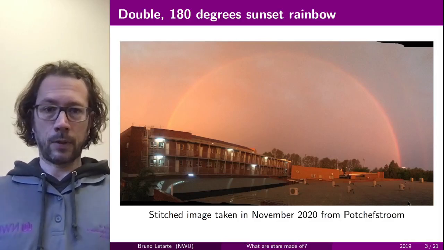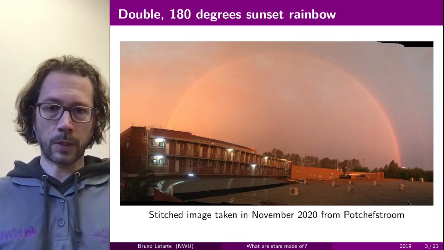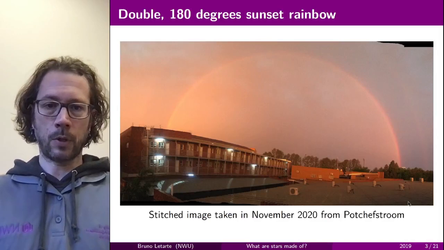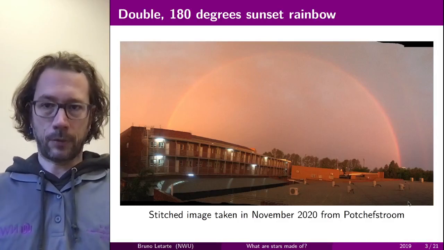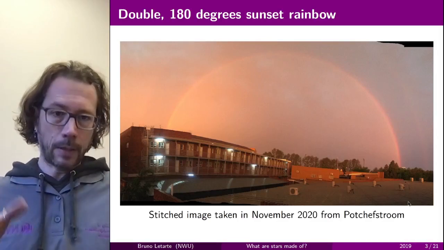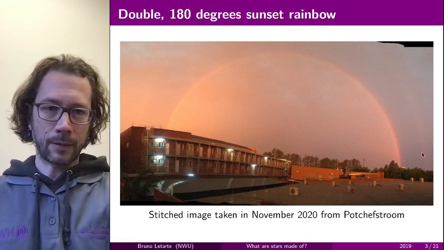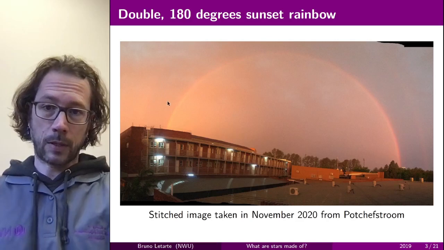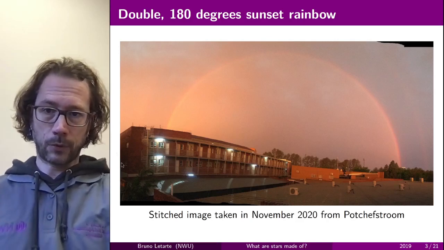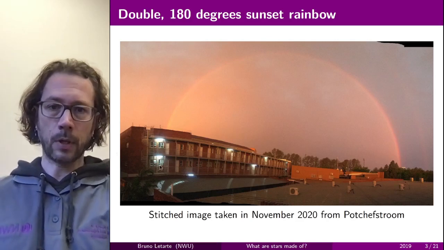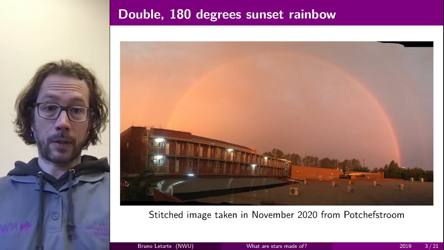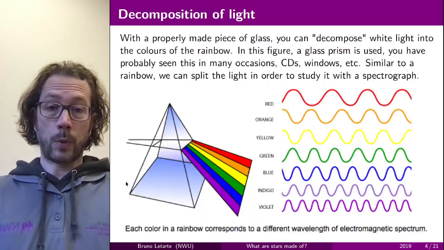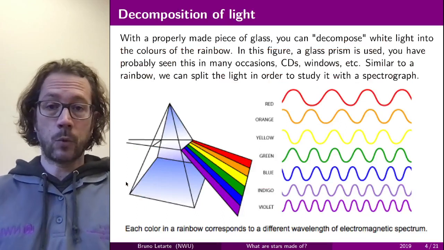It looks like this. This is a particularly spectacular one that I managed to capture in November 2020. And you can see that it's a full 180-degree rainbow, and it's actually a double rainbow. So there's a faint one on the side here, and this was taken at sunset. This is where the sun was setting, in that direction where it's brighter. So basically, this is quite spectacular. And what does it have to do with stars? Well, we're not there yet.